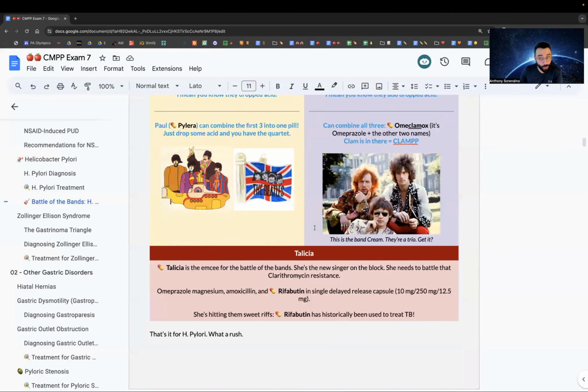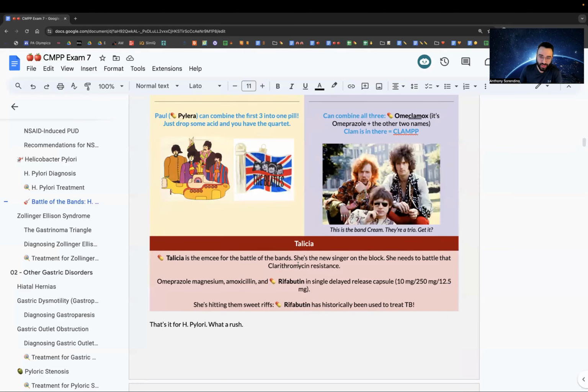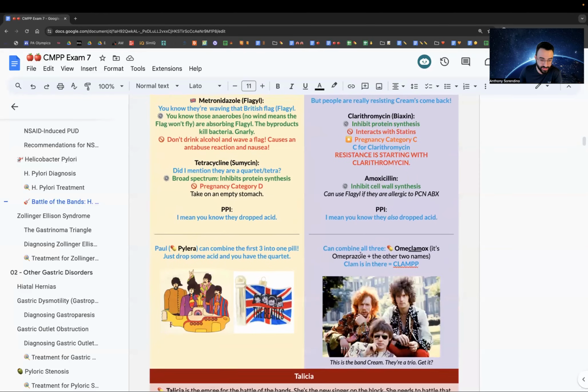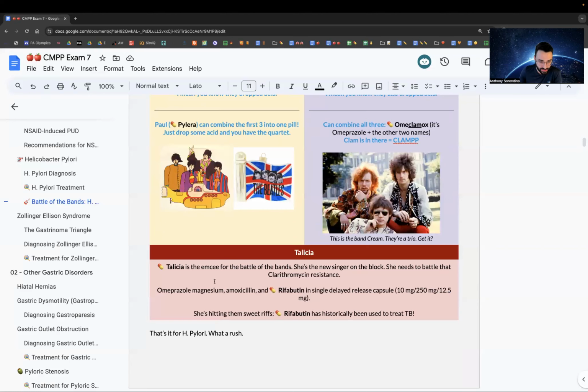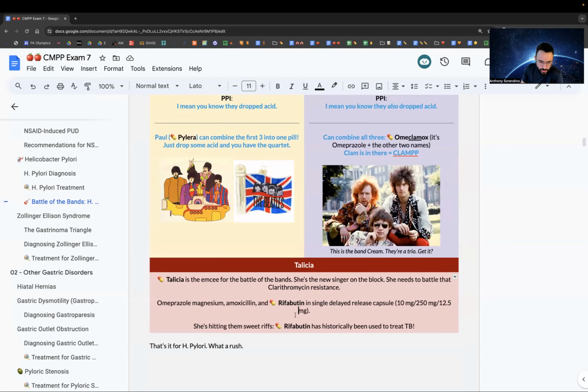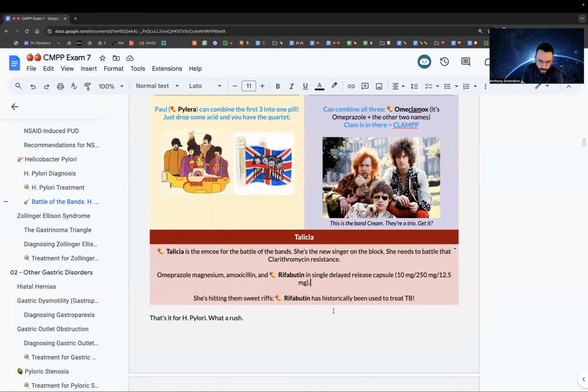Okay, now we talked about this clarithromycin resistance. So we have Talicia, who I think of as the MC for this battle of the bands. She's the new singer on the block, and she's battling that clarithromycin resistance. It looks like this is omeprazole, amoxicillin, and rifabutin. So she's hitting them sweet riffs with rifabutin, which actually is a tuberculosis medication.